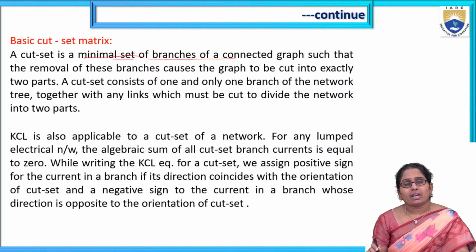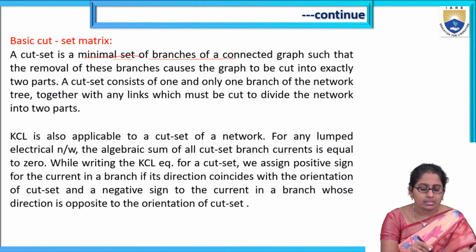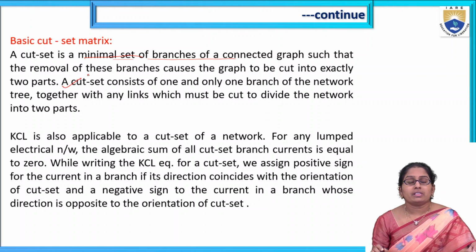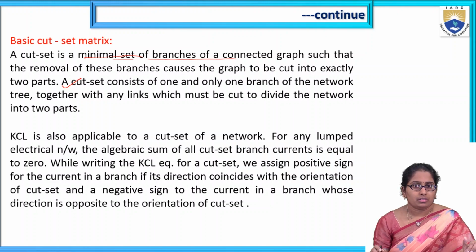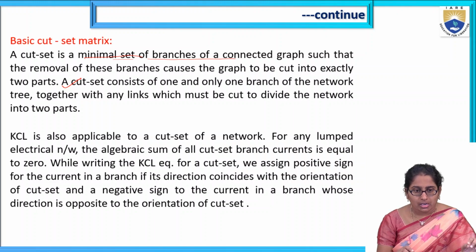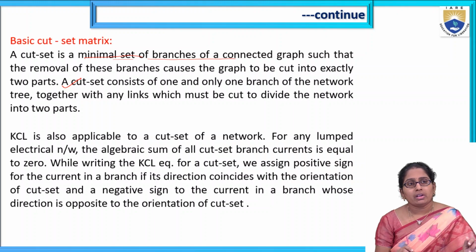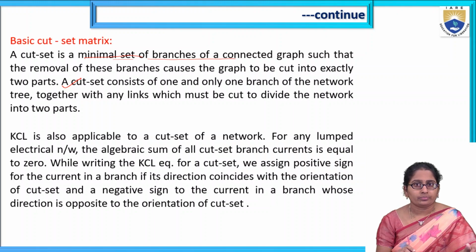Now, what does a cut set consist of? A cut set consists of one and only one branch of the tree together with the links. Only one branch of the tree, the remaining are links. So that is a cut set.